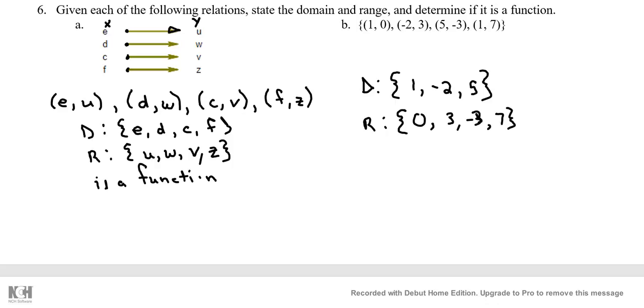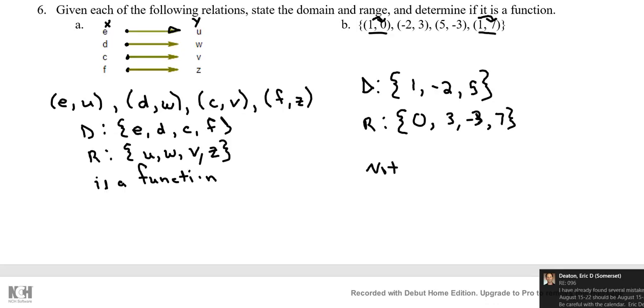Is this particular relation a function? Well, I have two ordered pairs that have 1 as the x value, but they have different y values. So 1 is mapped to two separate numbers. That means it's not a function. We can't have two ordered pairs with the same x but different y's. So this is not a function.